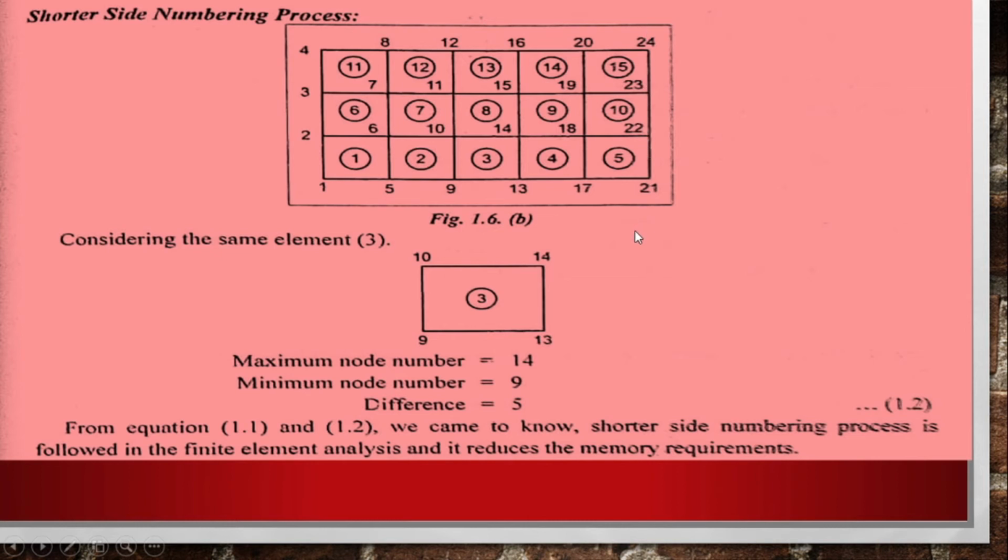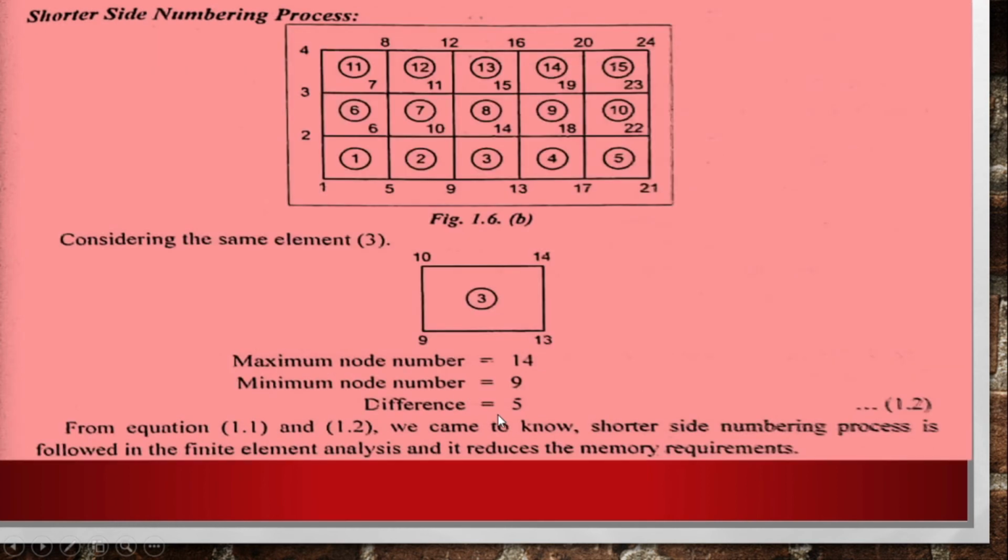Here also we are considering the third element. So here the node numbers for the third element are 9, 13, 10, 14. So here the maximum node number is 14. The minimum node number is 9. What's the difference here? The difference is nothing but 5.